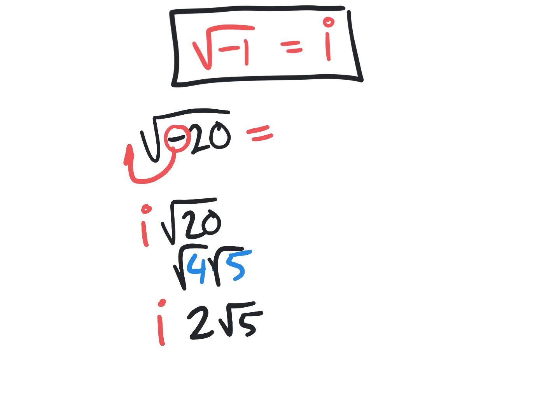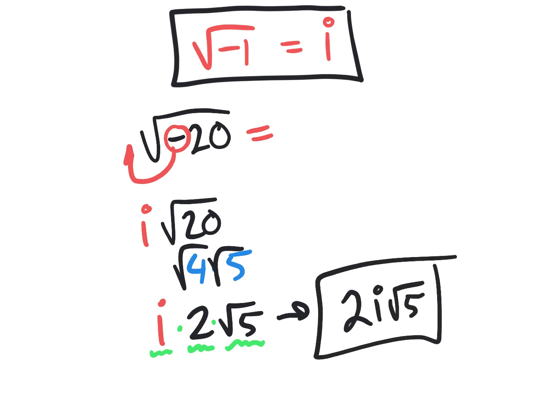So what this really says is i times 2 times the square root of 5. So what we need to do is just rearrange it in the correct order. Whenever you have variables, numbers, and square roots, write the number first, then the variable, and then the square root at the very end. There's your answer, 2i square root of 5. Number first, then the variable, and then the square root at the very end. Okay?